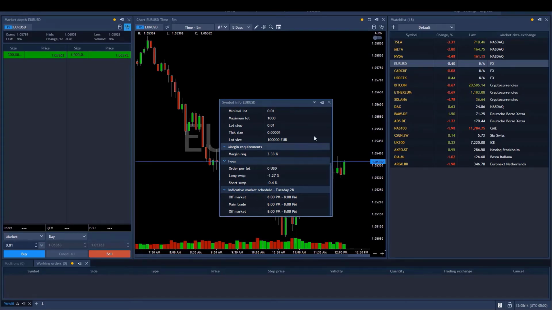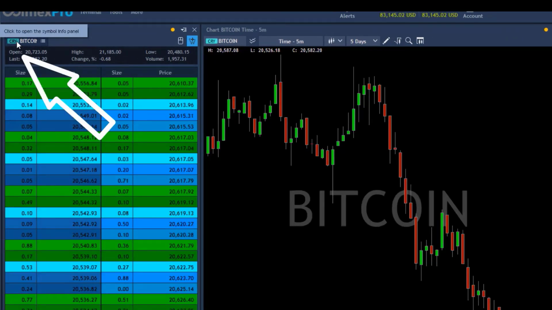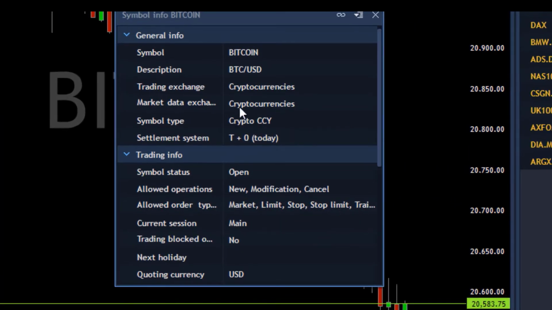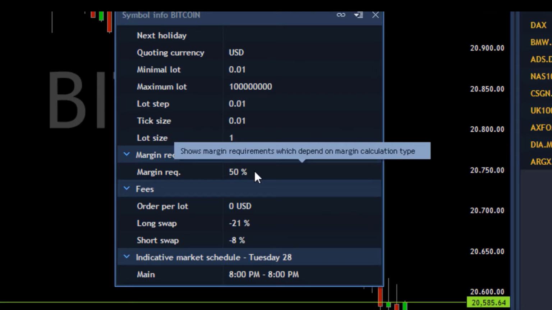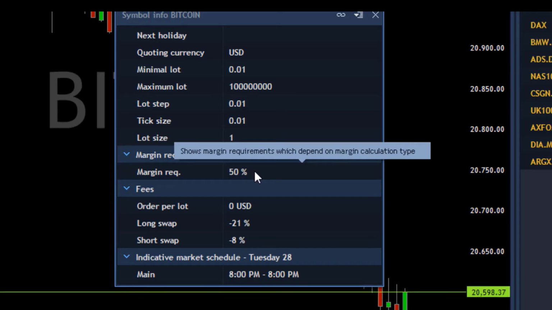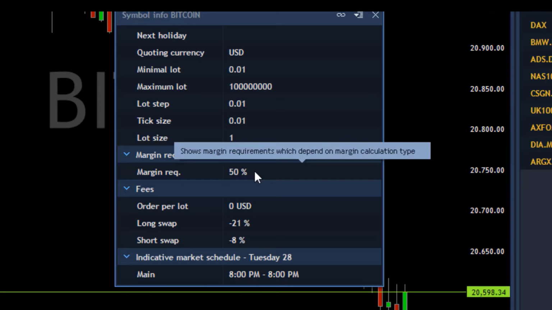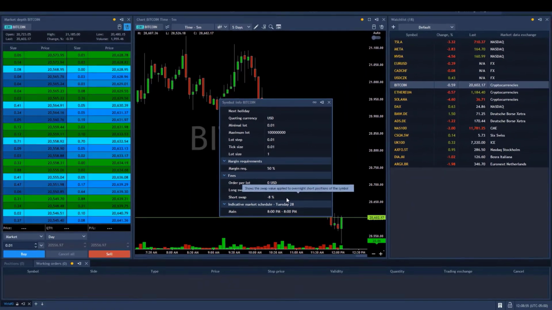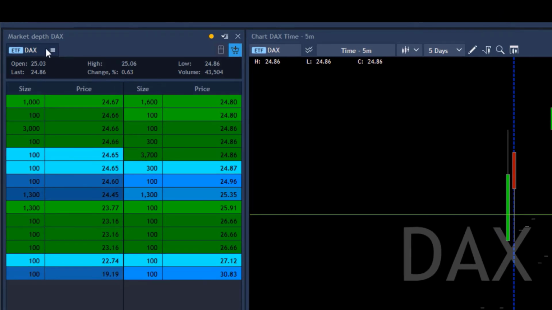Now, let's look at the cryptocurrency, Bitcoin for example. In the market depth window, you can see to the left of the symbol the letters CRY, which means crypto. In the symbol info, you can see that the margin requirement for Bitcoin is 50%. That is 1 to 2 leverage. For example, if you have a trading account with $100,000, we can enter into a deal worth $200,000. If you hold a Bitcoin position overnight, you will pay 21% annually on a long position and 8% annually on a short position.